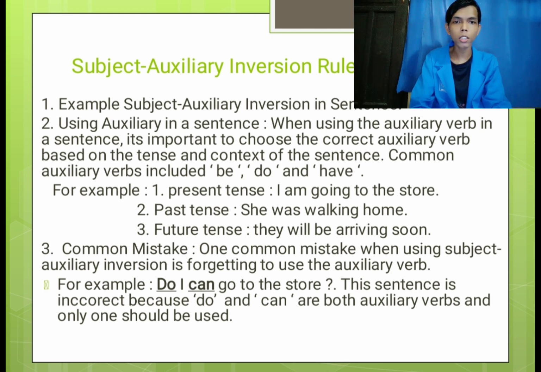The third is common mistakes. One common mistake when using subject auxiliary inversion is using two auxiliary verbs. For example, "Do I can go to the store?" This sentence is incorrect because do and can are both auxiliary verbs and only one should be used.